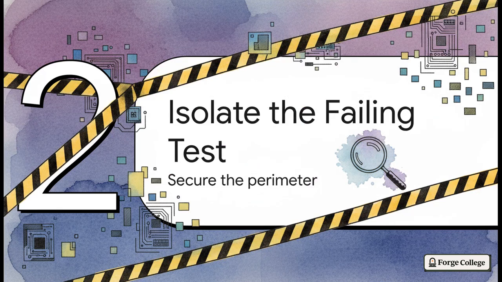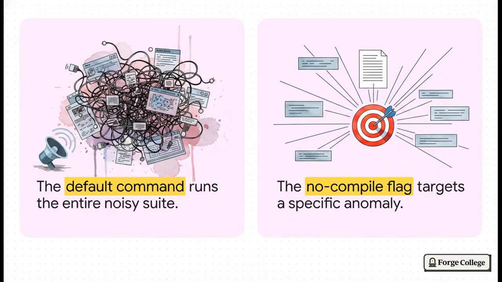Which brings us to section 2. Isolate the failing test. Think about it. What's the literal first action at any crime scene? Right, you tape it off. You secure the perimeter. In our context, that means running the failing test file entirely on its own.